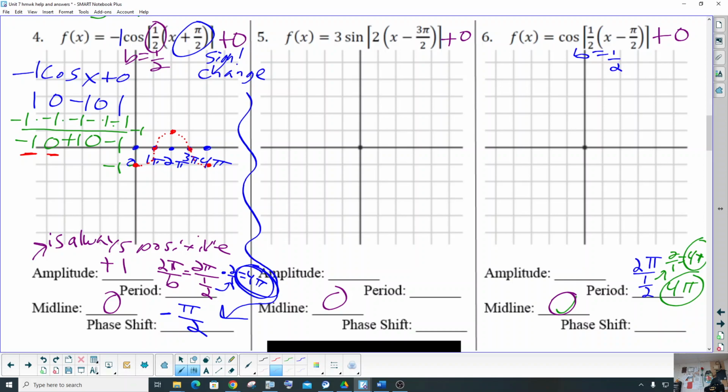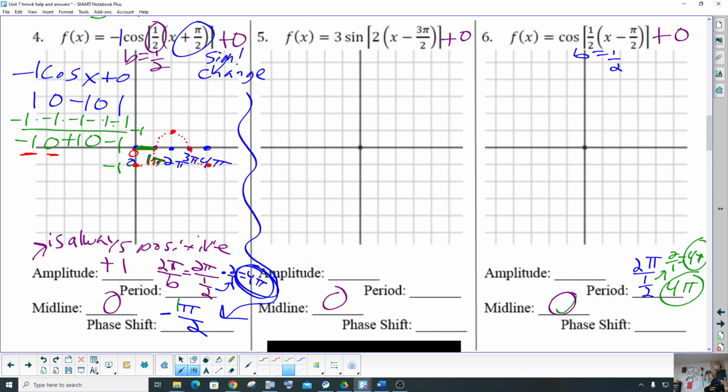-pi/2 is right, but how many squares is that? What do you think, Riley? 2 squares, 1 square? Well, let's count. From 0 to 1 pi is 1 square, right? Because our period was 4 pi. Half of 4 pi is 2 pi. Half of 2 pi is 1 pi. And so if 1 pi is equal to a distance of about 1 square on our graph, then what's pi over 2? What's 1 pi over 2? Half a square, Riley, isn't that weird? So it's half a square.